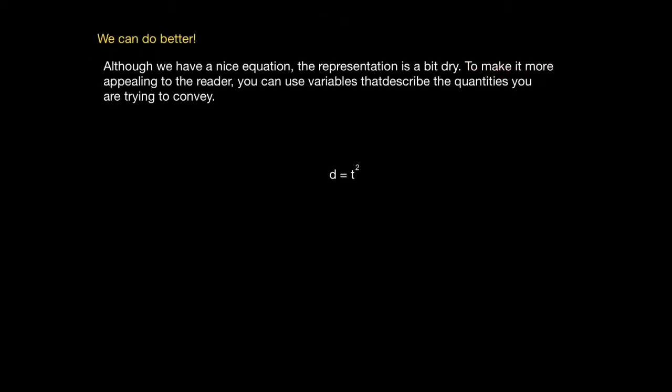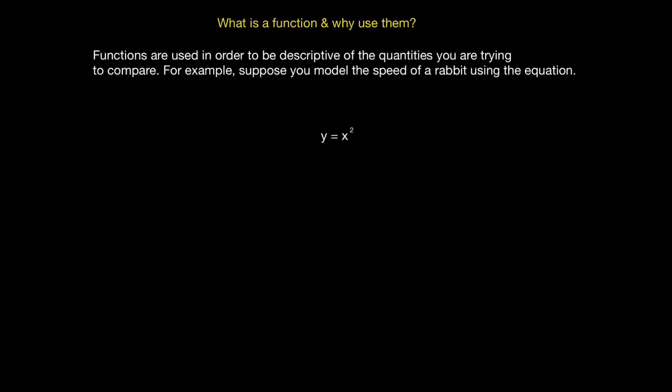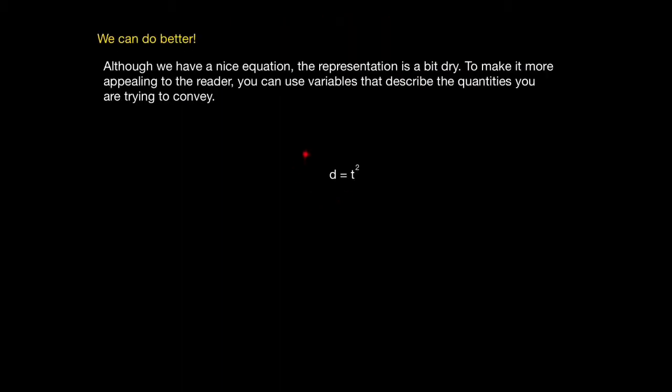To make it more appealing to the reader, you can use variables that describe the quantities you are trying to convey. Now instead of y and x, I have d for distance and t for time. So if you give me a distance, I can calculate how much time it takes for you to travel that distance. And that's the modeling of the hare's speed, or the rabbit's speed, I should say. But even though this is great, and this is very, very useful, we can actually do better than that. And that's where the function notation comes in.